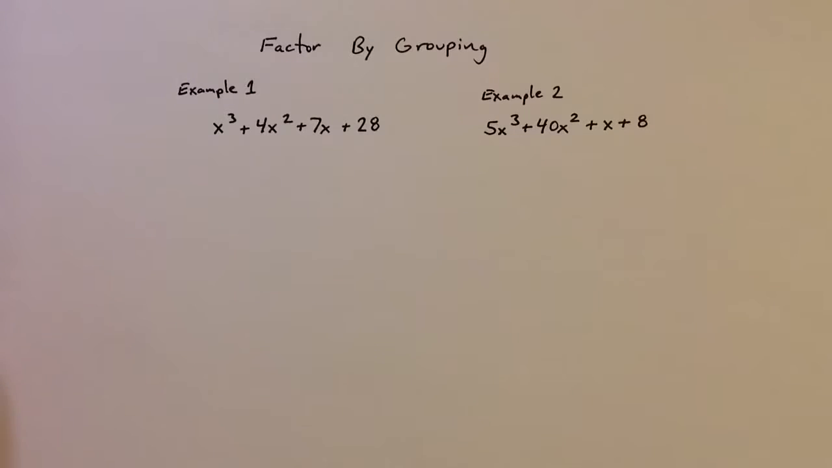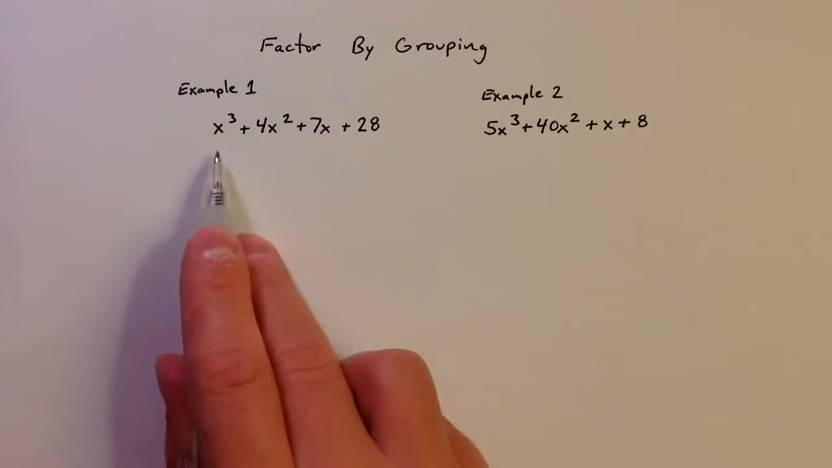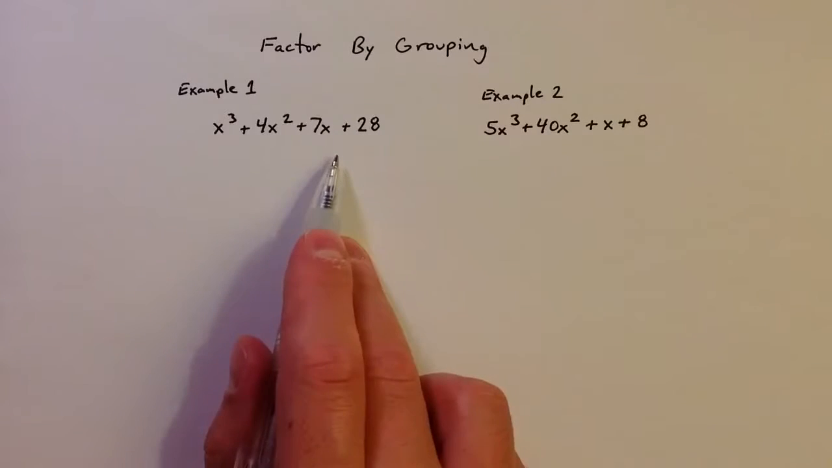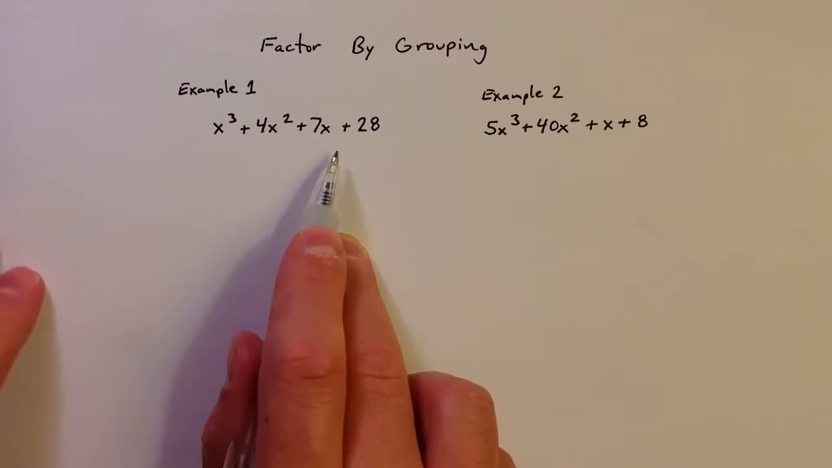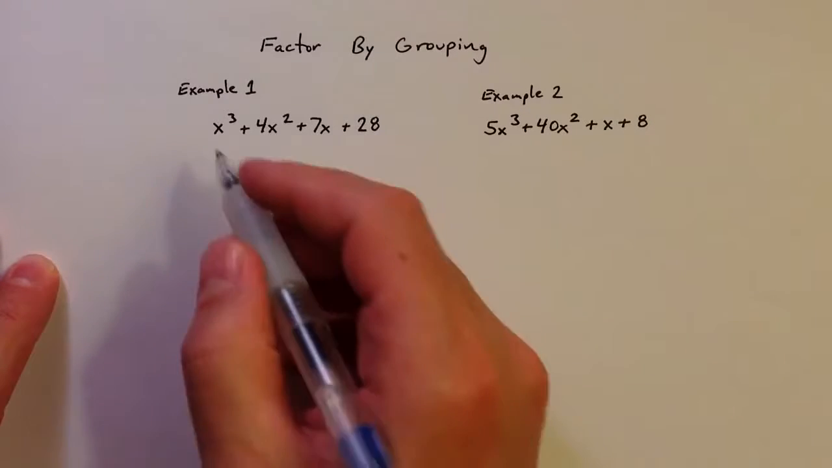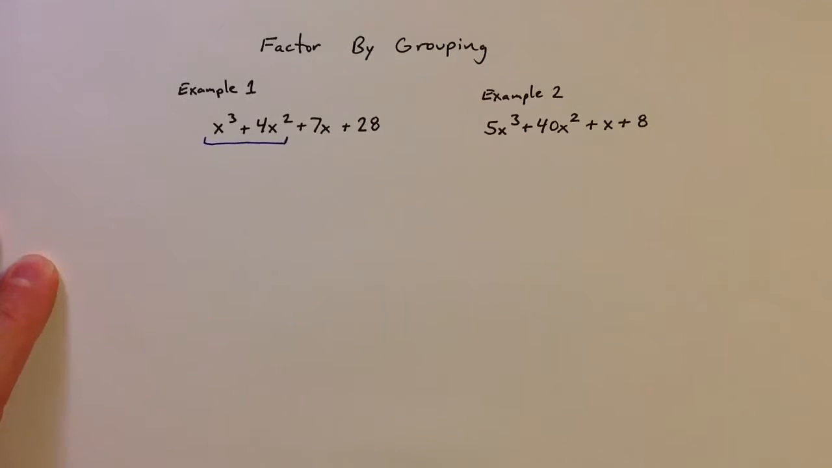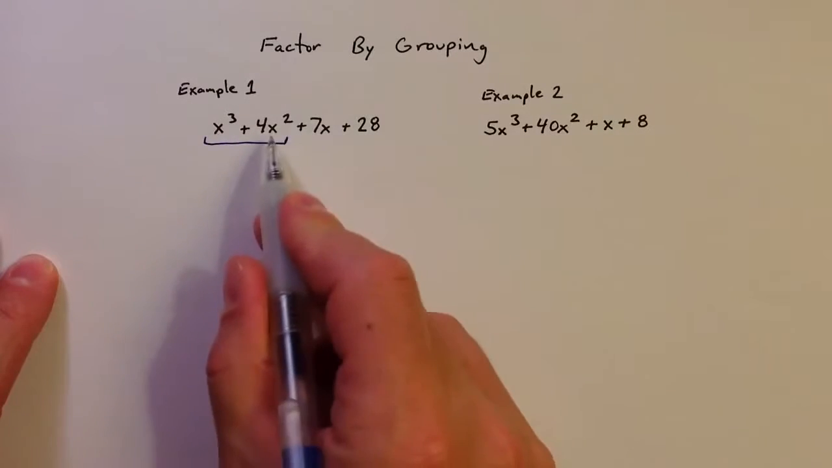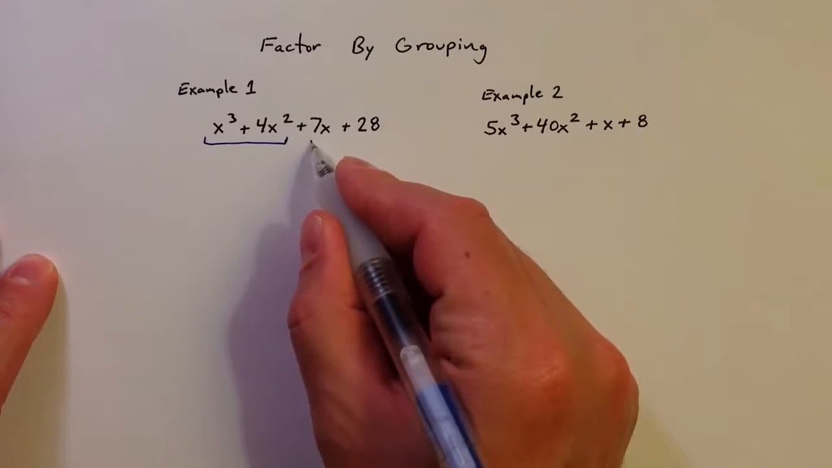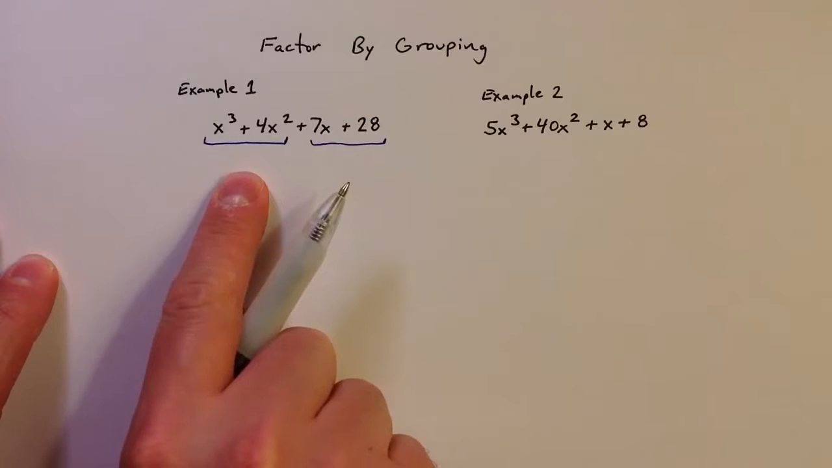Let's take a look at some examples of the process called factoring by grouping. If we have a polynomial with 4 terms, we can sometimes, not always, factor by grouping, which means I would take 2 of the terms together and look for their greatest common factor, and then do the same thing for the other 2. So let's look at an example and see what happens.